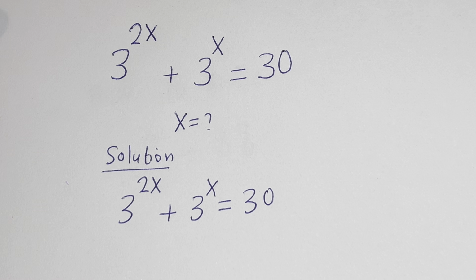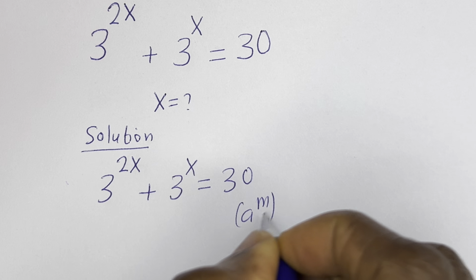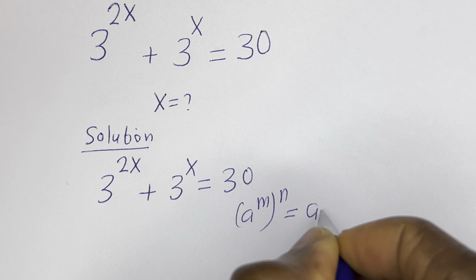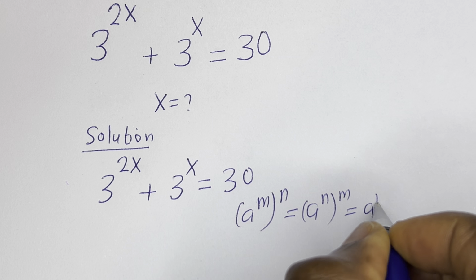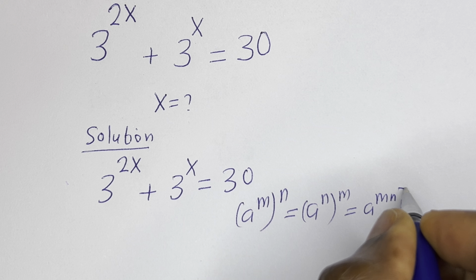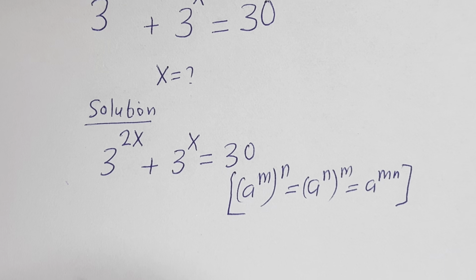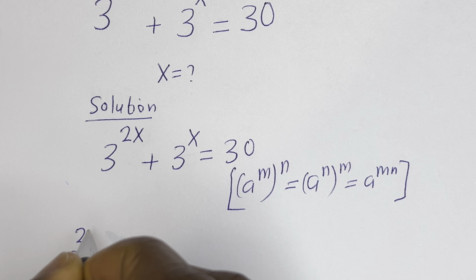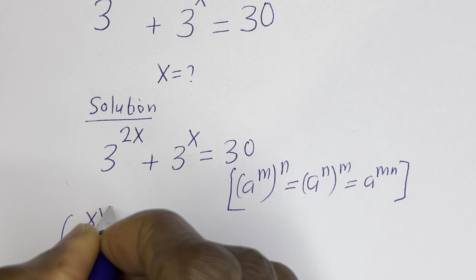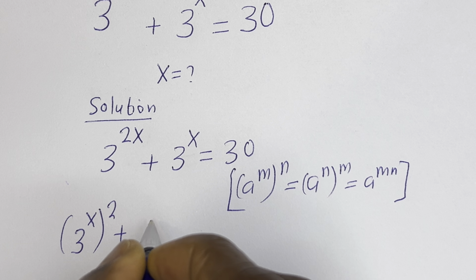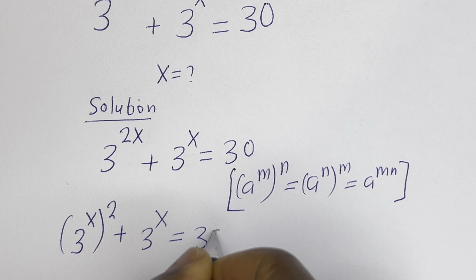Take note of this, that if you have a to the power of m to the power of n, this is equal to a to the power of n to the power of m. This is equal to a to the power of mn. Then this can be written as 3 to the power of x to the power of 2 plus 3 to the power of x is equal to 30.